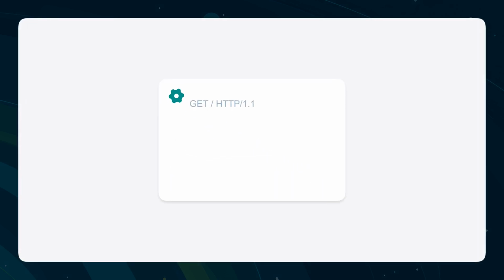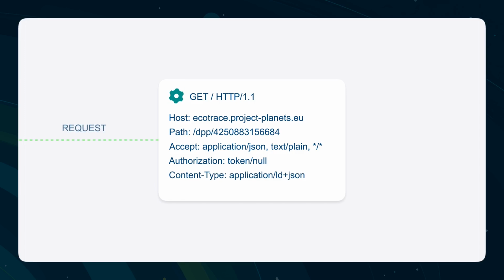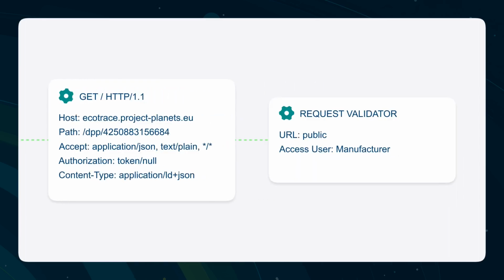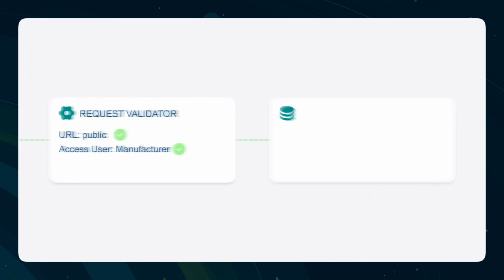In the DPP API, we receive requests made by the front-end, which can be GET, POST, update, or delete requests. The requests go through a sequence of verification and validation that determines whether the endpoints are public or private, with the latter only being accessible to authorized users.